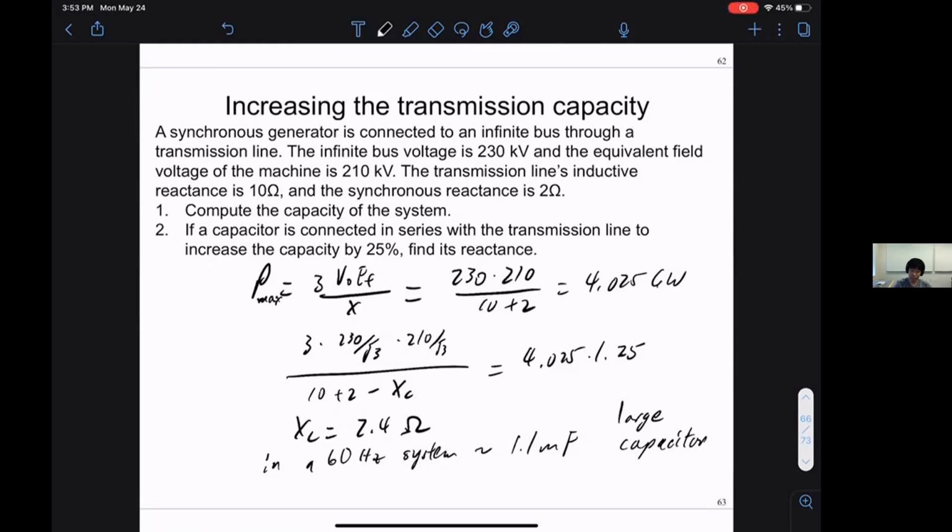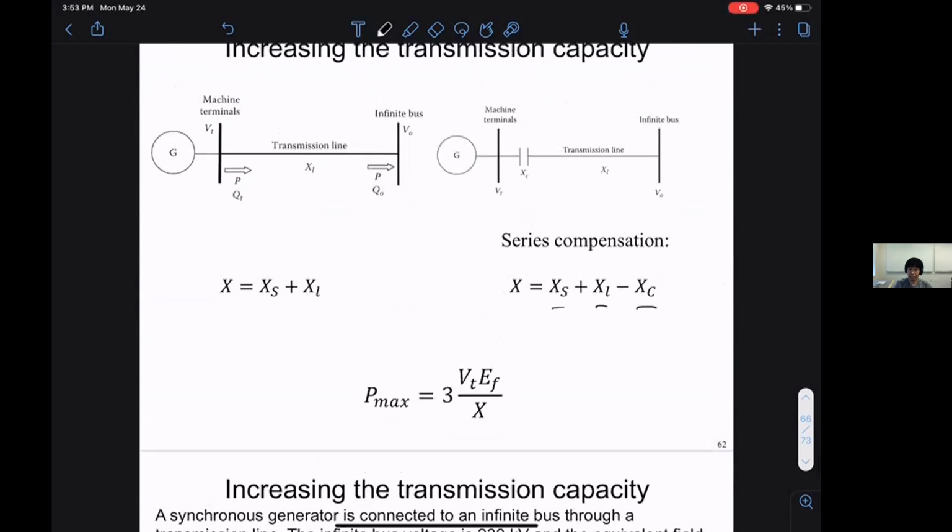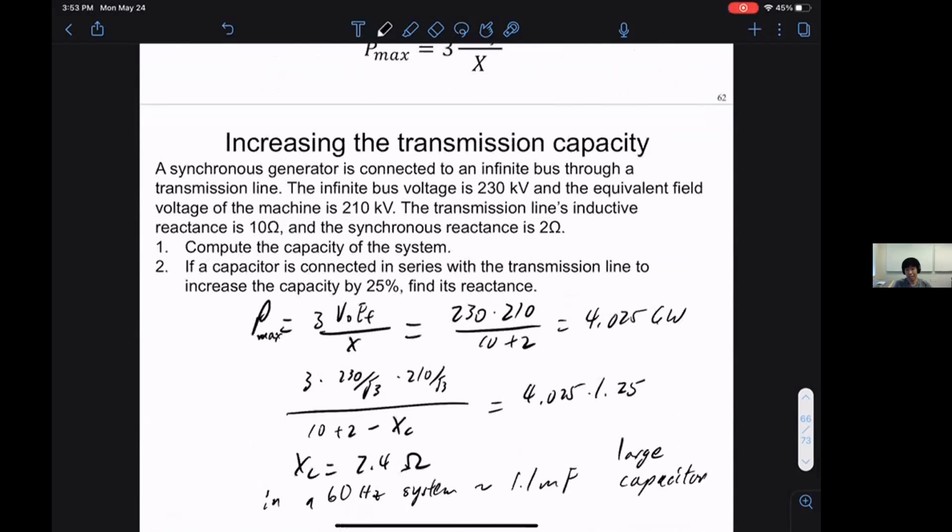So if you look at the equation again, if you just draw the diagram, you say, why don't you just add a capacitor to cancel this out? The answer is it's not easy to add a large capacitor. Large capacitors are expensive, hard to build, and require a lot of space. So we do series compensation, but this is done rarely, or only in very large substations.